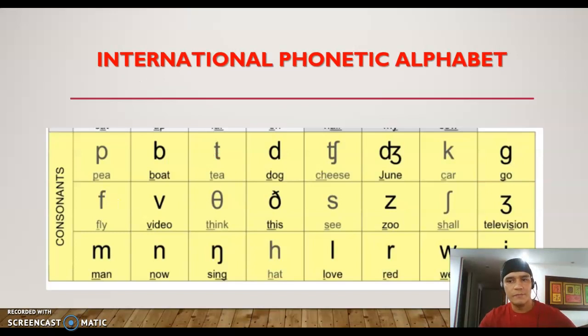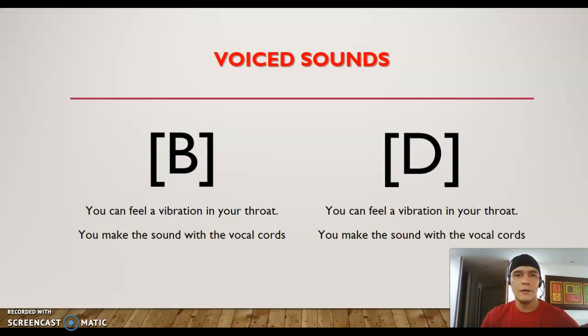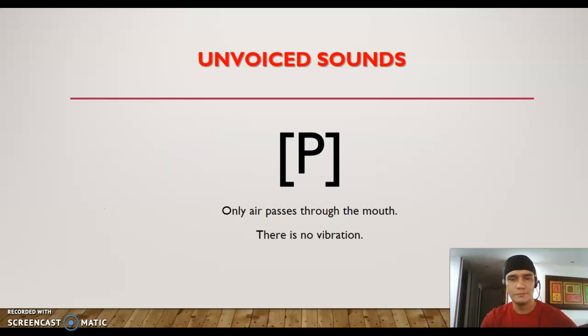In this opportunity, I would like to explain to you the three symbols I chose of the International Phonetic Alphabet. These are the consonants b, d, and p. The b and d are voiced sounds. We can say this because we're going to feel a vibration in our throats. You make the sound with the vocal cords.